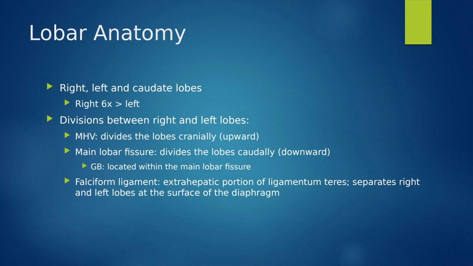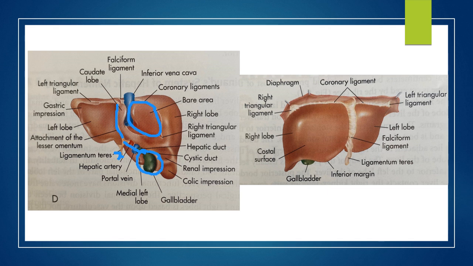This is going to be an extrahepatic portion of our ligamentum teres, which we will talk about further. And it's going to extend from the diaphragm down through the anterior part of the liver and attach to the chest wall. So it's more of an outer structural supporting team member.